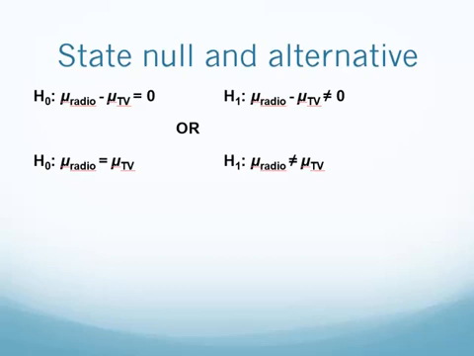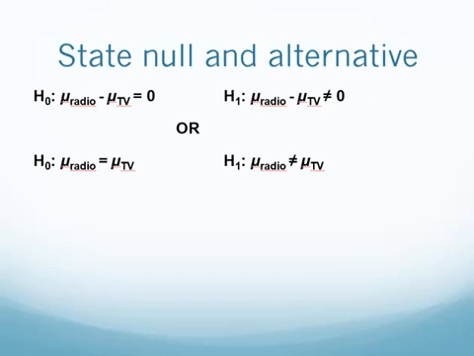So let me just walk through them. And remember, I said that you could use subscripts to describe the different levels of the independent variable. So what this is essentially saying is the mean sample for the radio group minus the mean sample for the TV group should equal 0. In other words, we don't expect a difference. The null would suggest that we don't expect a difference between the mean sample for the radio group compared to the mean sample of the TV group. Whereas alternatively, mean radio minus mean TV is going to not equal 0.